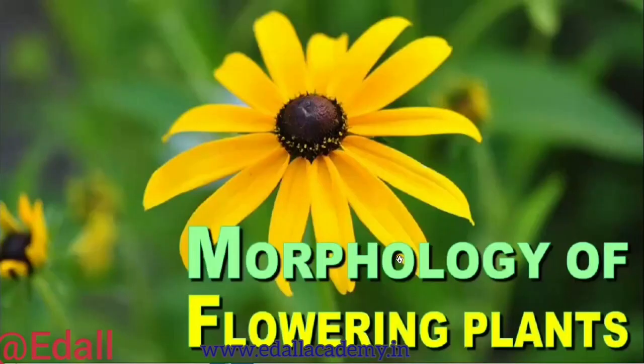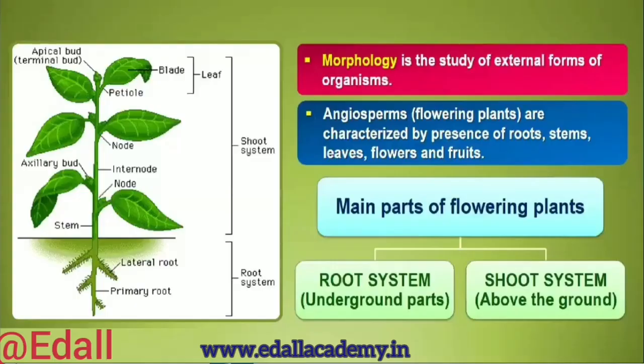Chapter 5 Morphology of Flowering Plants. 5.1 The root. The wide range in the structure of higher plants will never fail to fascinate us. Even though the angiosperms show such a large diversity in external structure or morphology, they are all characterized by presence of roots, stems, leaves, flowers and fruits.